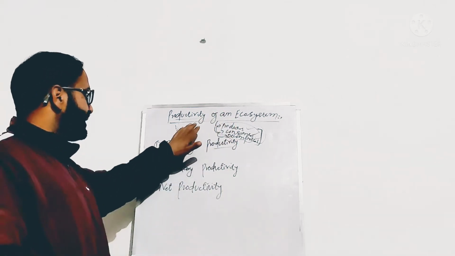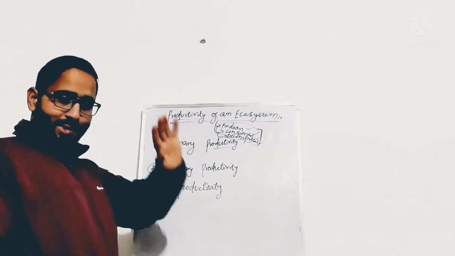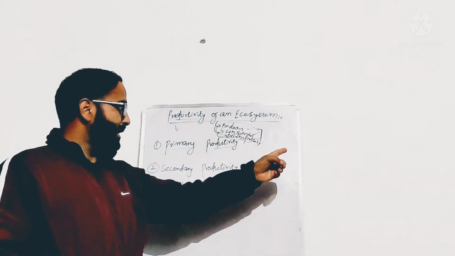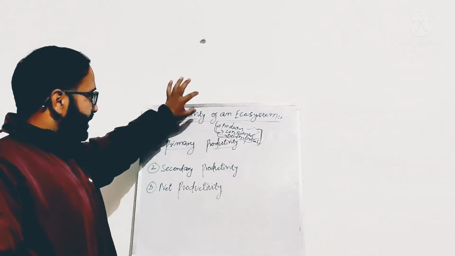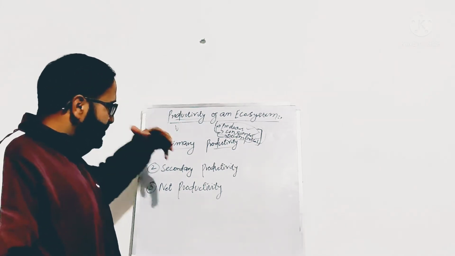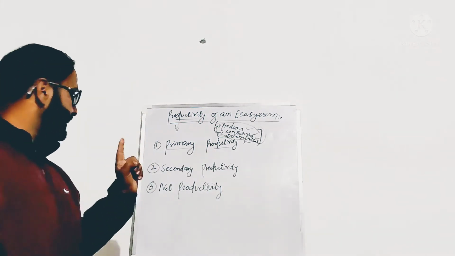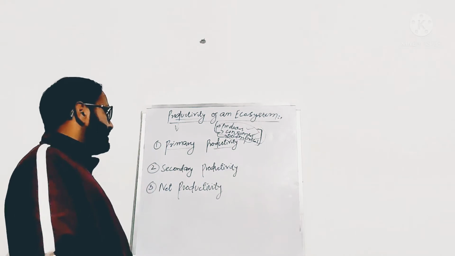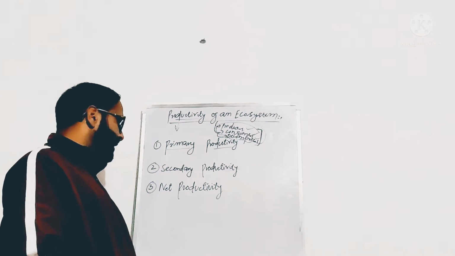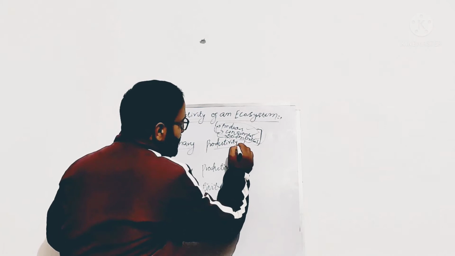So there are two important things, area and time. So it is organic matter accumulation per unit area, per unit time at different trophic levels. So it is the sum total of organic matter produced, or rather accumulated, by producers, consumers and decomposers at different trophic levels of the food chain. Now this productivity is of three types: primary productivity, secondary productivity and net productivity. First, primary productivity, it is at producer level.